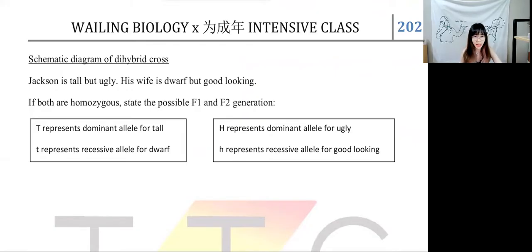Okay, it says Jackson is tall but ugly. His wife is dwarf but good looking. It's just a statement, guys. Don't take it seriously. Okay, it's just a statement. Both of them are homozygous.